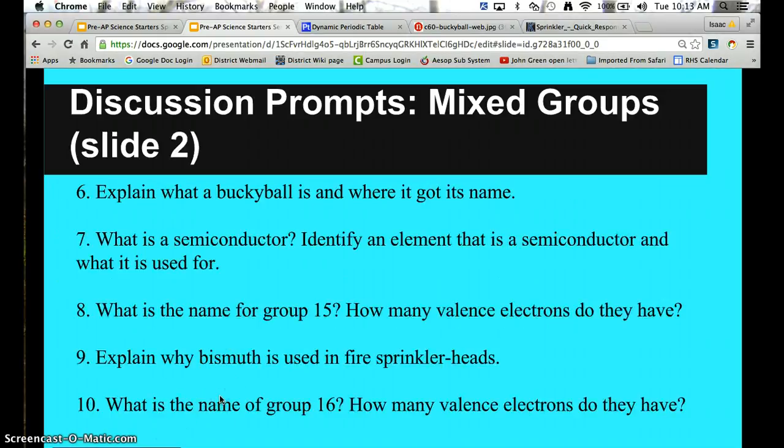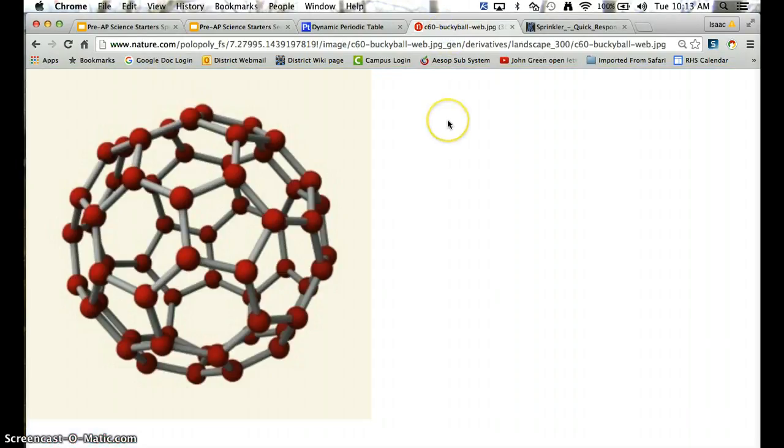If I can get my slide to move. There we go. So number 6, explain what a buckyball is and where it got its name. So a buckyball, like I just mentioned, is a certain allotrope of carbon. This is what a buckyball looks like. It kind of has a soccer ball structure to it in a way.